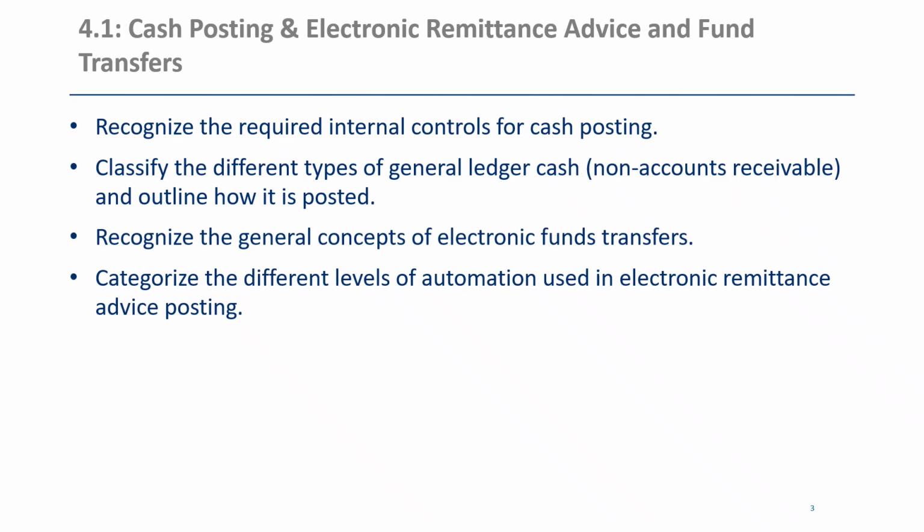In this section, we will discuss the internal controls for cash posting, the difference between General Ledger and AR Cash, EFT, ERA posting, and the 4 levels of automation of our remittance postings.